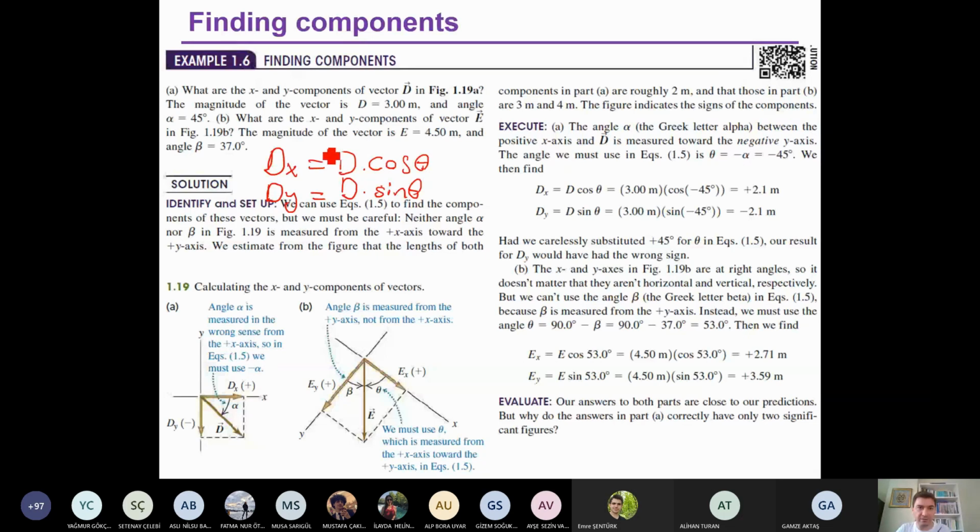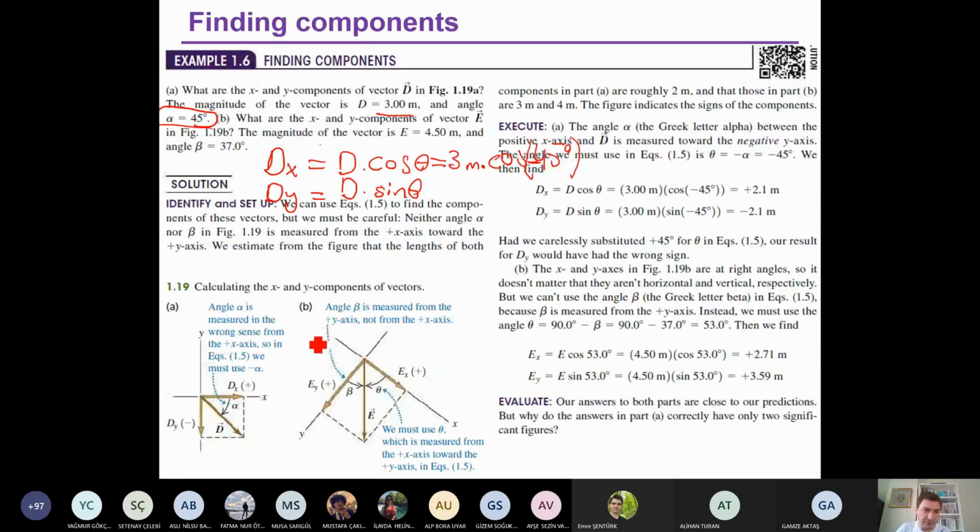Now, let's continue. What is the magnitude of d? 3 meters. Just put 3 meters here. And then you think that the angle is given, and you are just using cosine 45, and you will get a wrong result. Okay? You cannot use positive 45 degrees here. You have to use negative 45 degrees. Because look at the alpha.